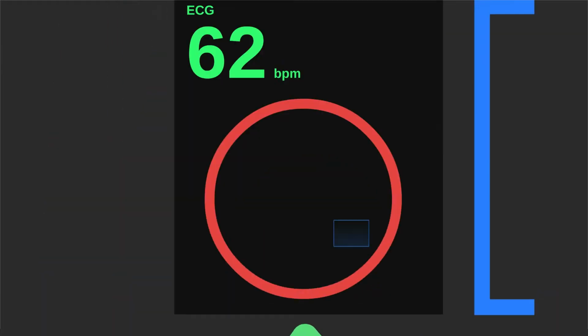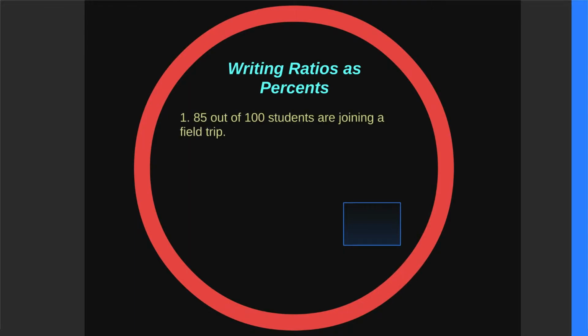Now that we know the relationship between ratios, fractions, and percent, let's talk about writing ratios as percents. To learn, let's solve some examples. We will look at real-life situations, express them as a ratio, and then express the ratio as a fraction. Here's the first example. 85 out of 100 students are joining a field trip. The expression is 85 out of 100, and we can write it as 85 over 100.